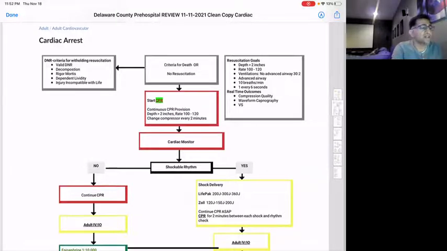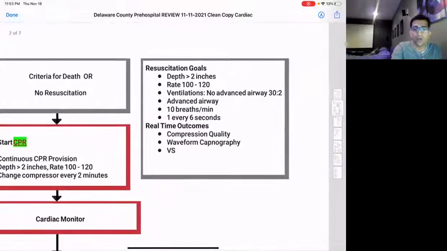I just want to touch base on a couple of things. Obviously, we want to think about the criteria for withholding resuscitation, and that's right at the top. And then start CPR if we have no criteria for that. And of course, as we're starting CPR, think about what our resuscitation goals are. And these are things that we've practiced and know well from all of our simulation work and things like that. Again, keep hammering this in for yourselves.